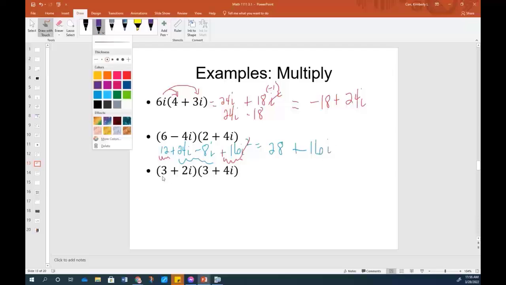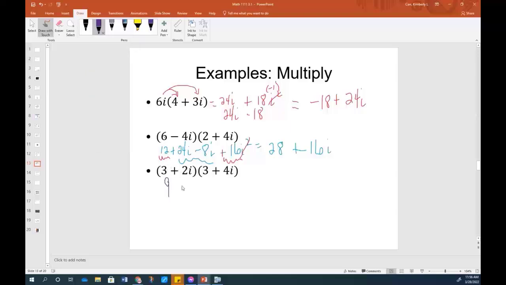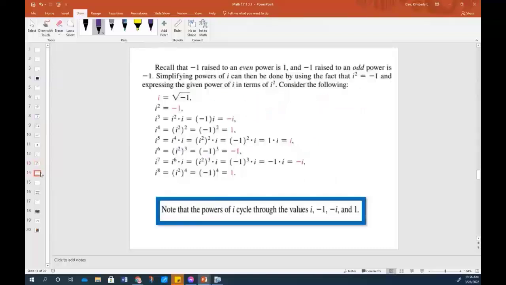All right, let's do this next one. First, outside, inside, last. Because I see this i squared, I cancel it out and immediately change that sign in front. So now my real parts are that 9 minus 8, that's 1. And then the imaginary parts are 12i plus 6i, which gives me 18i. So multiplication, and then simplify the i squared part.